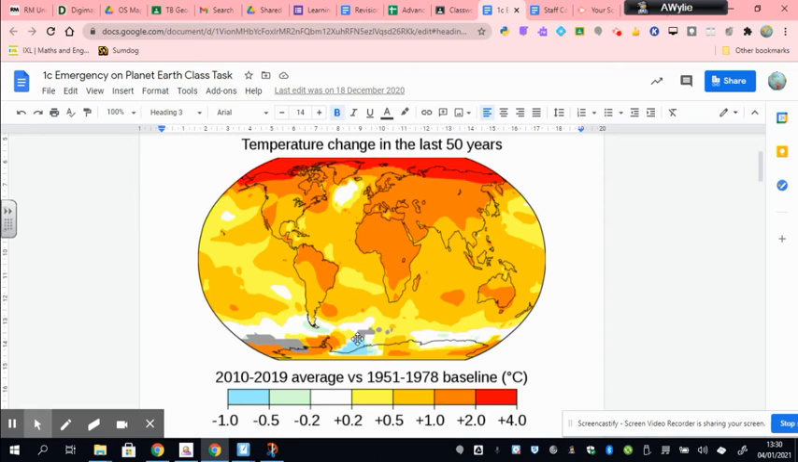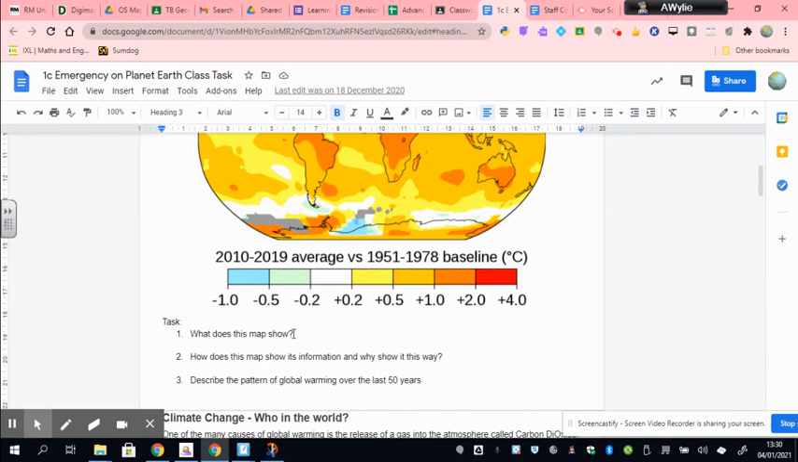Okay, so this first question, what does this map show you? Well, it shows you the different areas of the planet that have warmed up by different amounts. So it helps us see which areas of the planet have warmed up the most in the last 50 years. The second part of this question, how does it show this? Well, it's showing it by using color. And why does it show it this way?